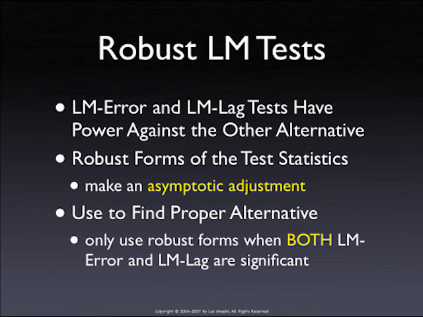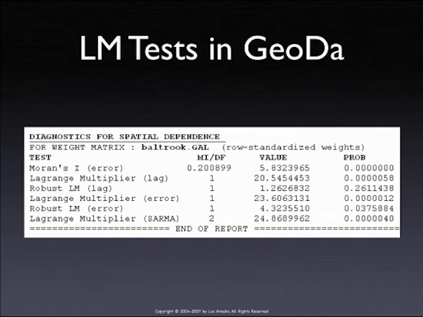Well, this is the same thing. We'll get back to this this afternoon. So in GeoDa, you get both the original test for lag and error, as well as their robust counterparts. But I'll revisit this in a minute when we talk about specification search. And a question, actually, I think that might answer: what if you are considering both a lag and error model together?